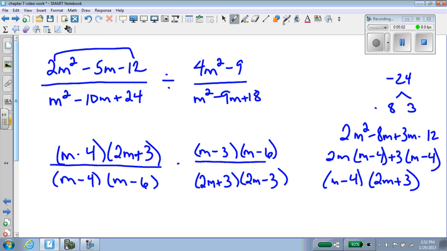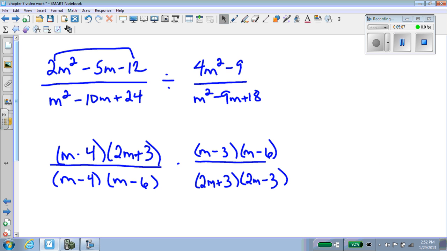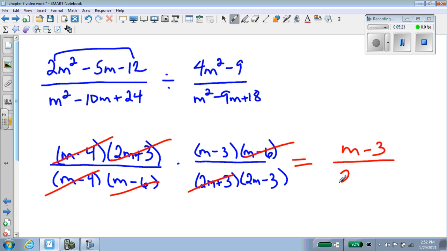Okay, let me just lasso and get rid of my scrap work. Change color. Okay, what do we have here? We have m minus 4 identical binomials. We have 2m plus 3. We have m minus 6. So our final answer, m minus 3 over 2m minus 3. And that's about as tough as it gets.